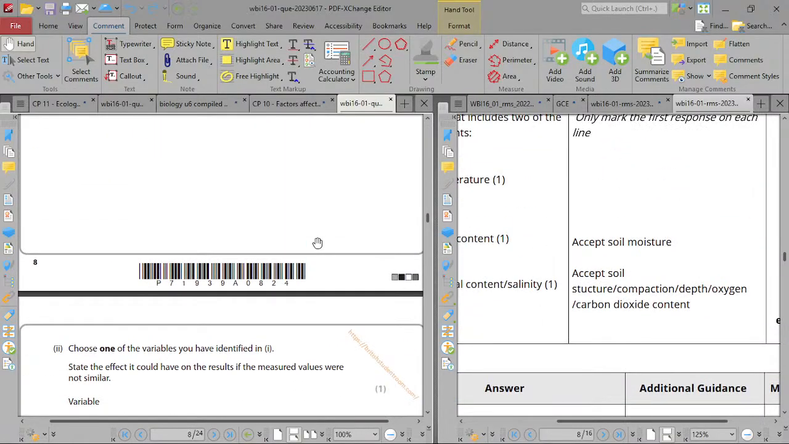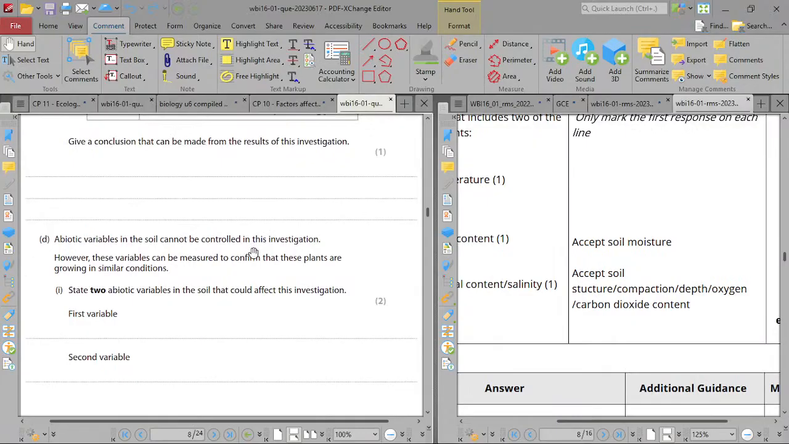Wait, what? Okay, I don't think I read the question. These plants are growing in similar conditions. If they are not growing in similar conditions, then yeah.